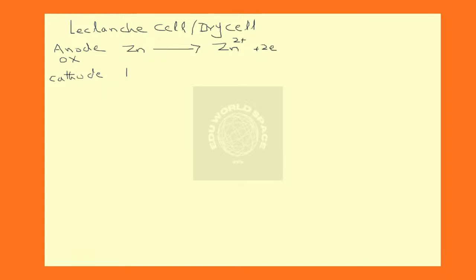the manganese dioxide MnO2, in the presence of ammonium NH4+ ions, gains these two electrons and is reduced, forming an Mn2O3 molecule, where the manganese has been reduced from +4 oxidation state to +3 oxidation state. At the same time, ammonia is formed and a molecule of water is formed.